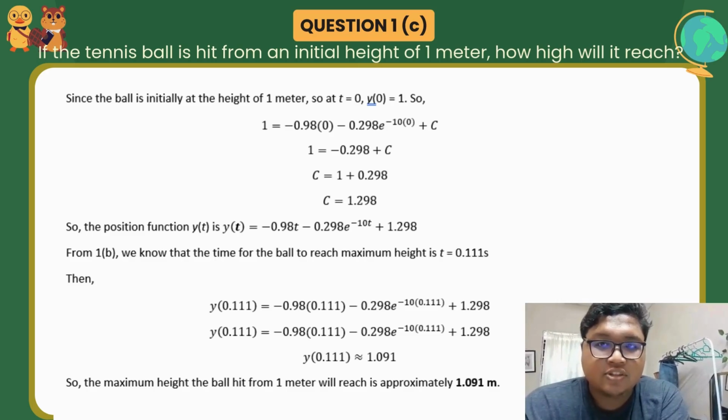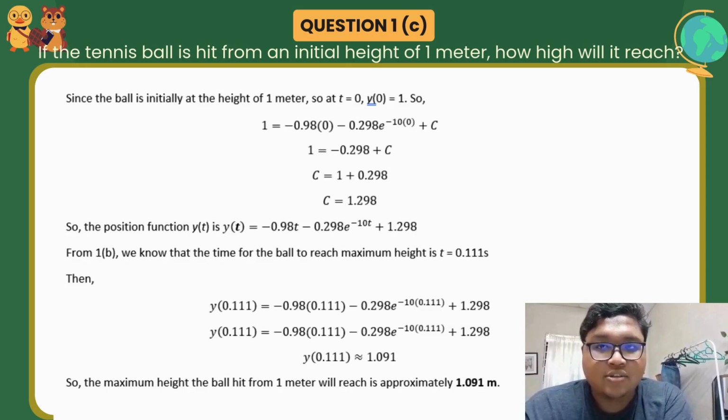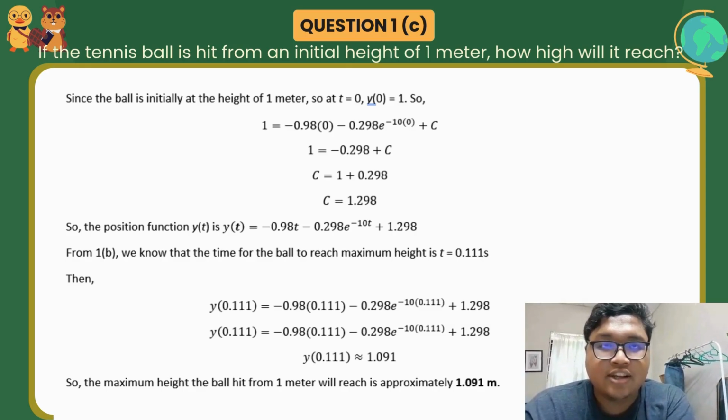So at t of 0, the y at t of 0 is equal to 1. So if we insert y is equal to 1 and t of 0 into our initial position vector function, after doing the calculation, we find that the value of c is 1.298. So our final position function for y(t) is y(t) equals negative 0.98t minus 0.298 e to the power of negative 0.10t plus 1.298.